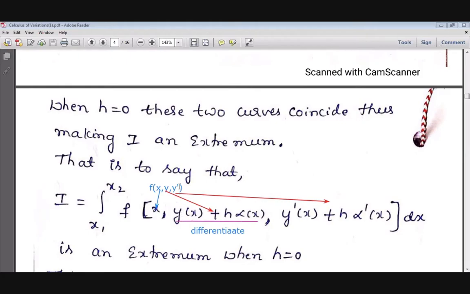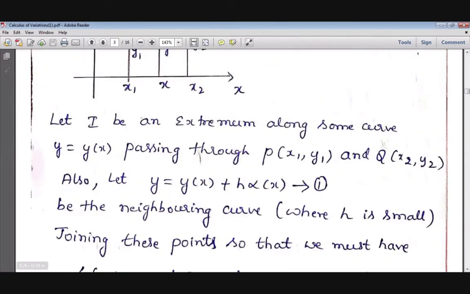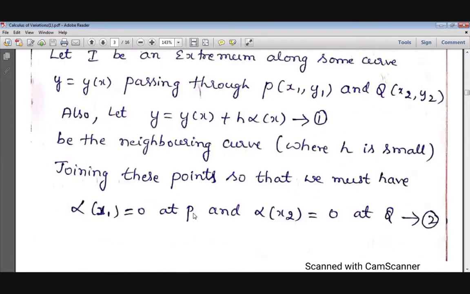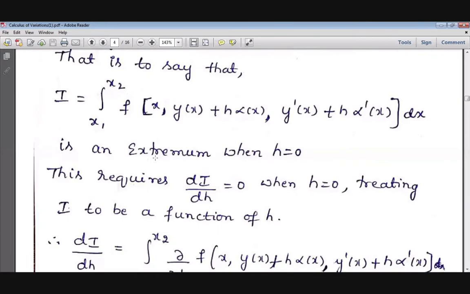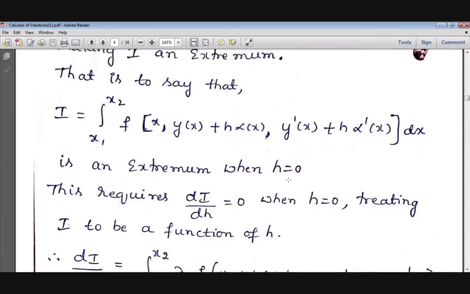Okay, differentiation of this is y dash. How will this y dash of x come? In the above it is written: y equal to y of x plus h alpha of x. Understood? I is an extremum when h equal to 0. This requires dI by dh equal to 0 when h equal to 0. So this requires dI by dh equal to 0.